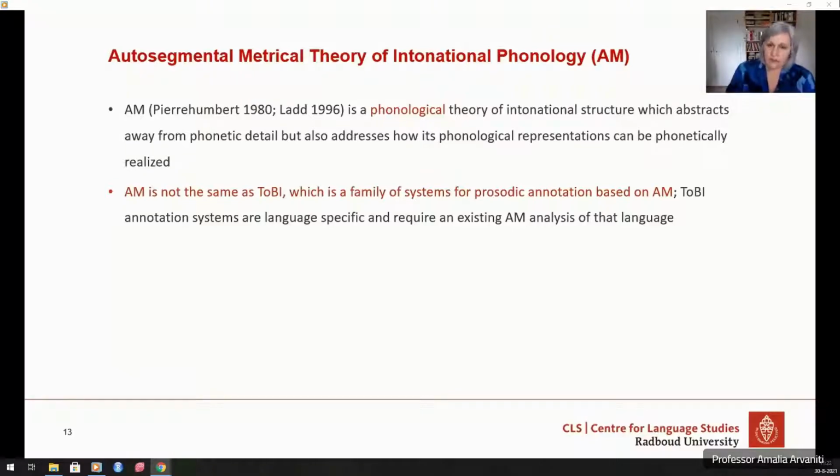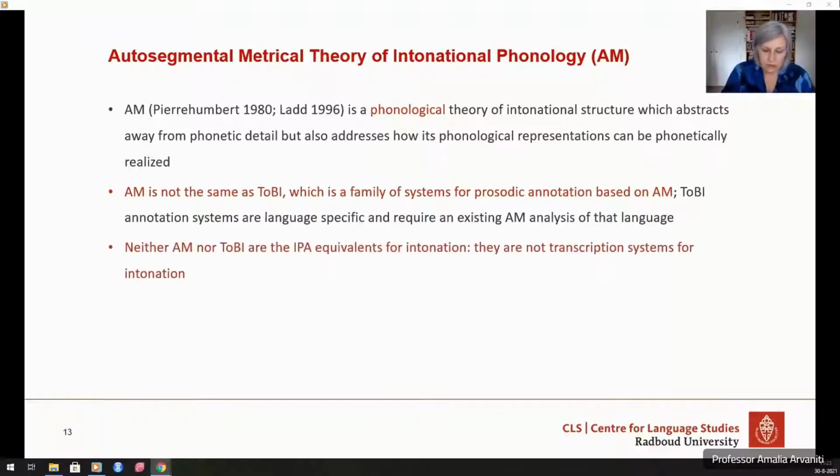But the critical point is that they require an existing AM analysis of the language. It is also possible to use them back and forth to help you create an analysis, but it's not an off-the-shelf system that you can use and apply to any language. So to recap, neither AM nor ToBI are the IPA equivalents of intonation. They're not transcription systems of intonation.